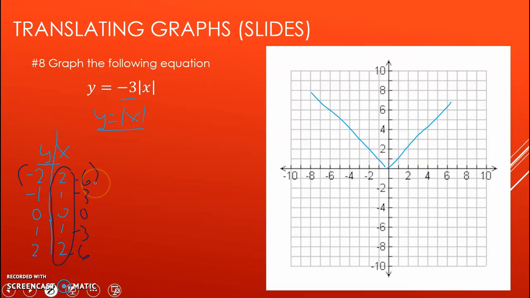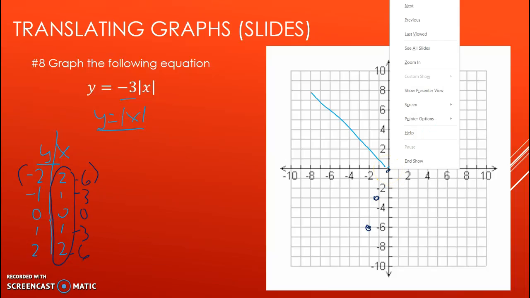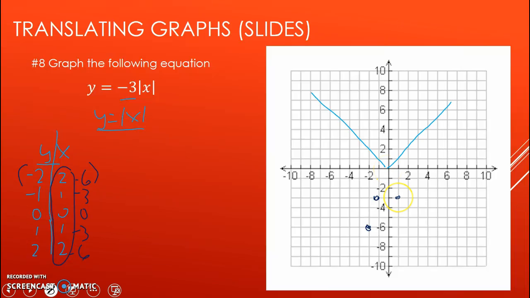So now I'm going to graph the point (-2, -6). I'm way down here. (-1, -3) is right here. (0, 0) is here. (1, -3) is here. And (2, -6) is here. And so you can see now the V is flipped upside down. What made it flip upside down was the fact that it's negative, and it's stretched. So it's 3 times as tall, except it's flipped upside down.